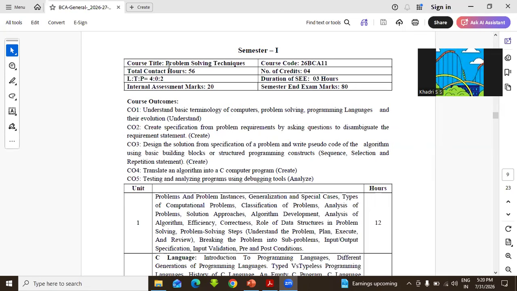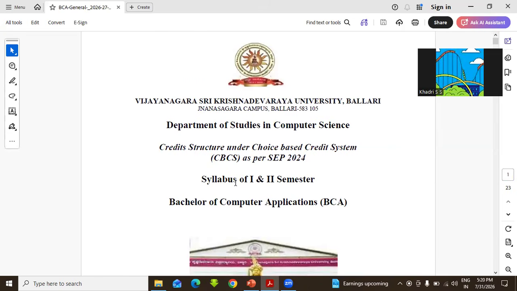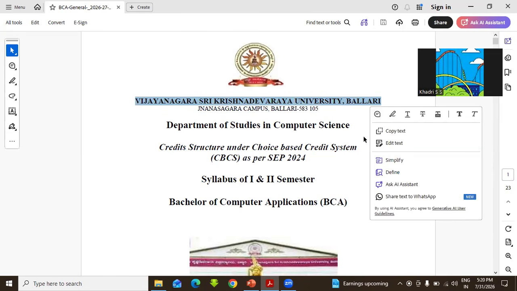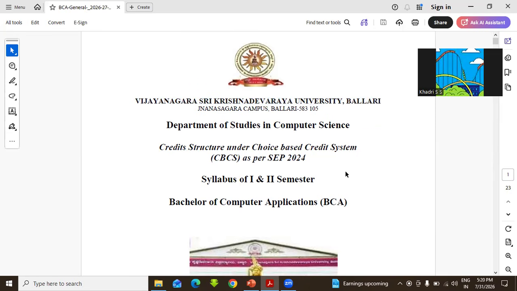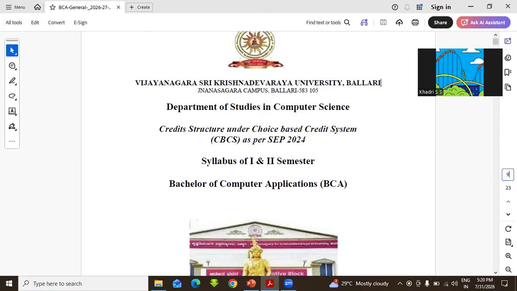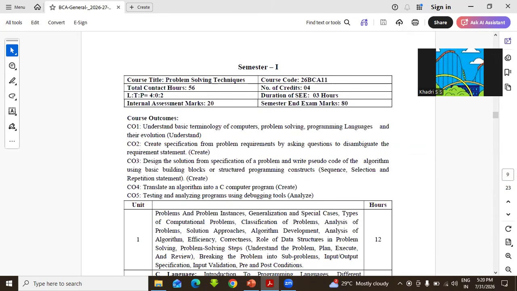Today we'll discuss a new subject, which is related to the problem solving technique, right? It is related to the BCA first semester for Vijayanagara University, Ballari, and it is also implemented in Koppal University, Koppal. Let us start with the subject, problem solving technique. This is one of the subjects you need to study in BCA first semester in the academic year 2026 and 27. Course code is 26 BCA 11.